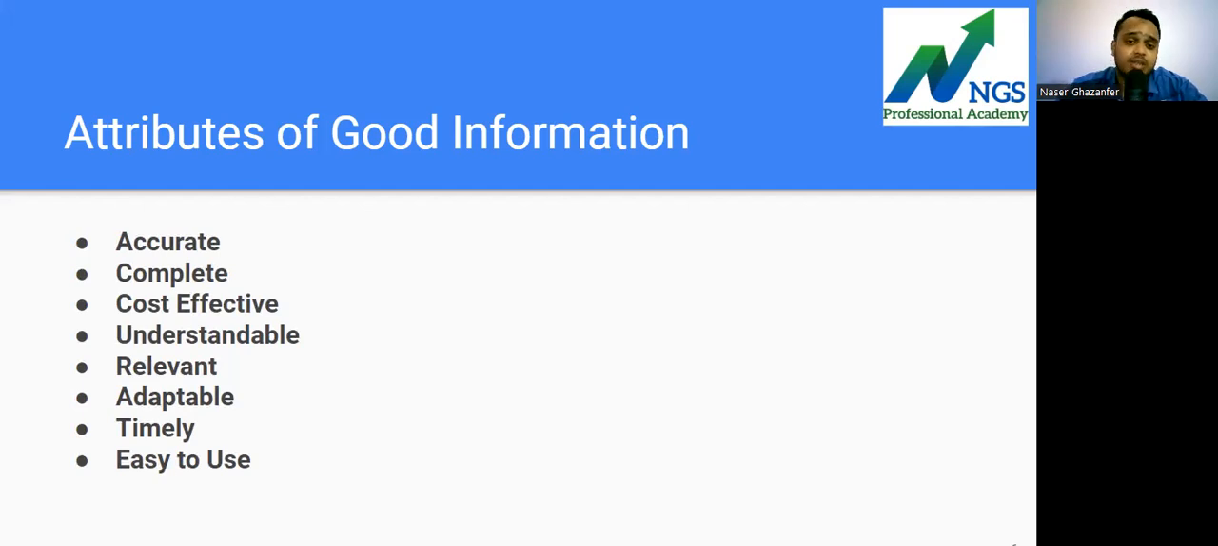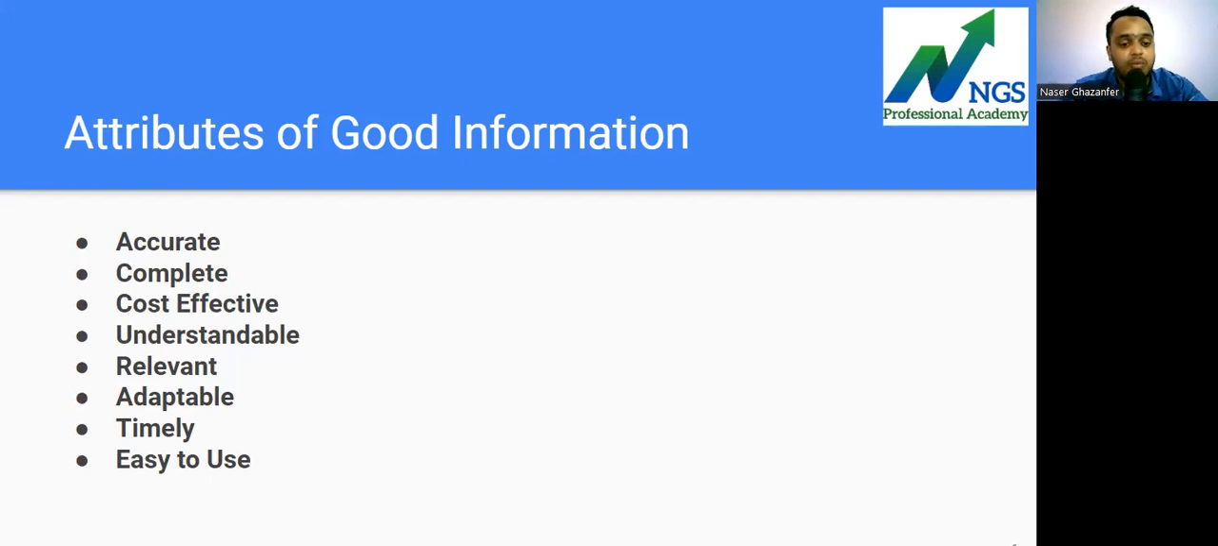Aur relevant hona chahiye information. Jitni relevant ho information utna achha rahega. Ye pure attributes hai good information ke. Relevant agar information rahegi tabhi aap you can take things forward. You can go a bit further when information is relevant and when information is adaptable, means you can make use of it. It's not just like, this information is there, but you cannot use it. It cannot be like that.